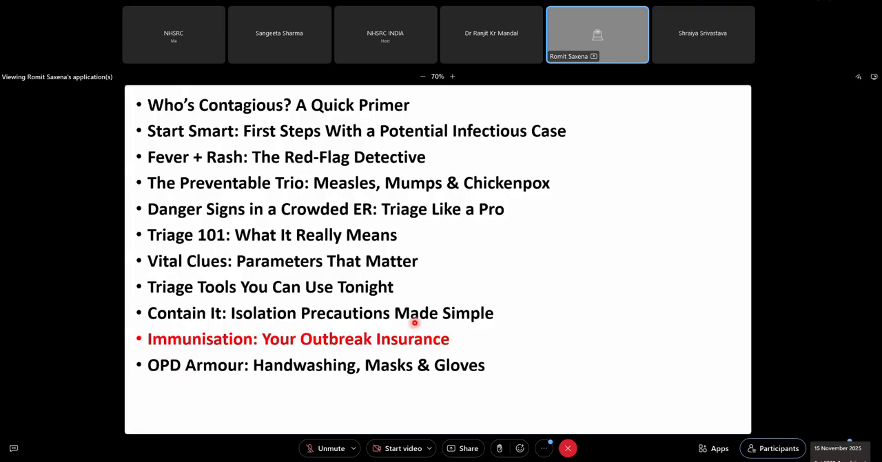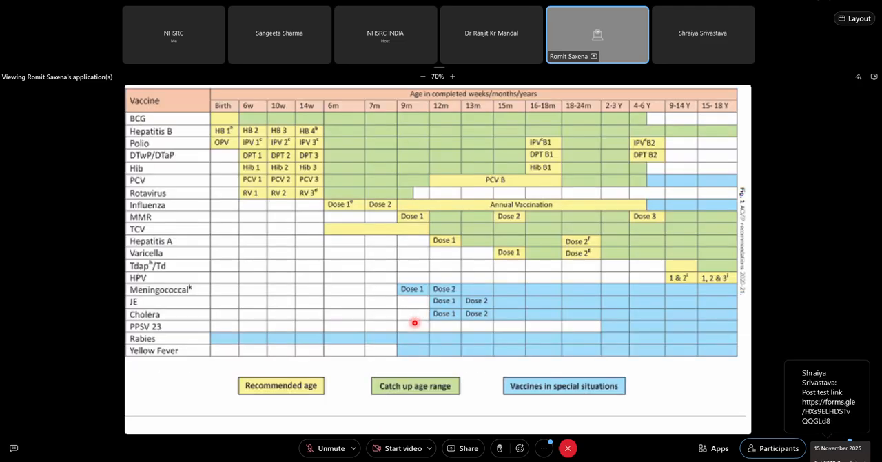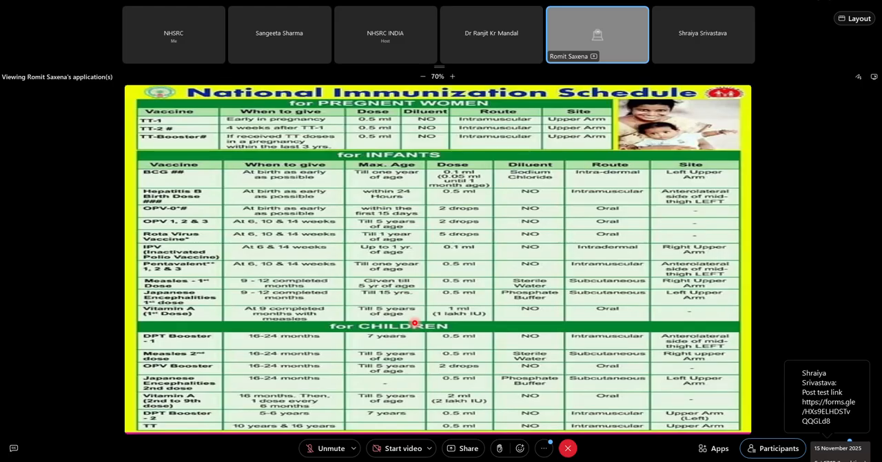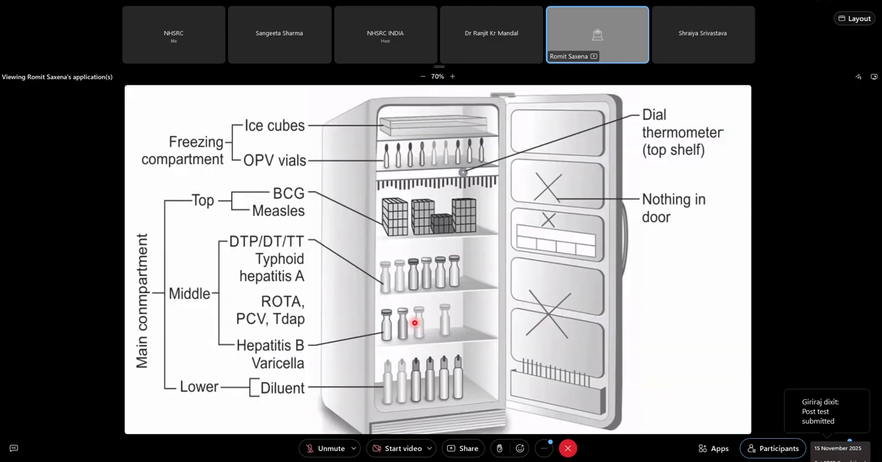Another thing in your armamentarium is immunization. Be it IAP protocol or be it the national immunization protocol, use what is recommended. But remember, building herd immunity is often how you will end up protecting the population at large. So you have to be very careful. And remember, in your center, when you are administering vaccines, know where you keep what and whether you are monitoring them or not.